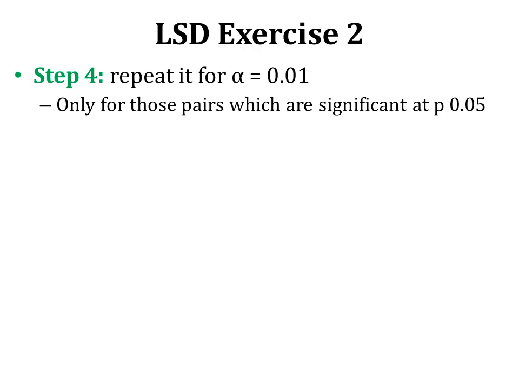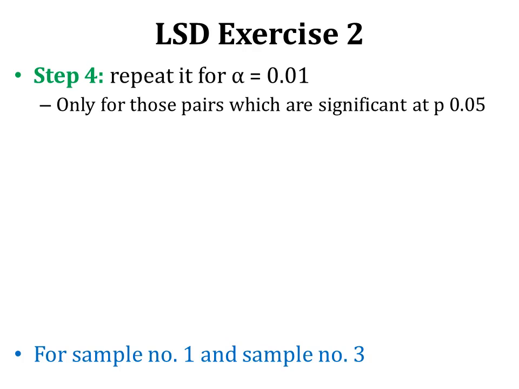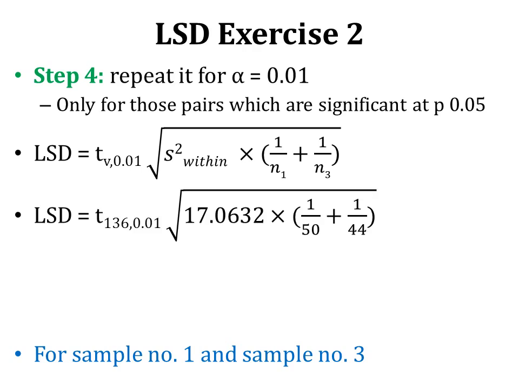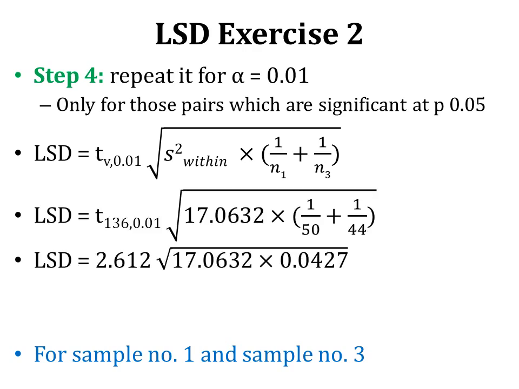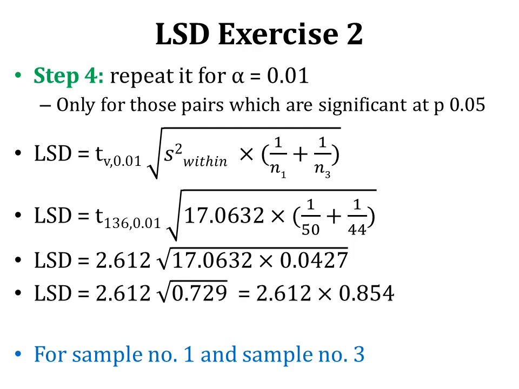Now we are going to repeat this step number 4 for our next pair, which was found significant at 0.05. And this pair is sample number 1 and sample number 3. So we have our LSD formula here. The t-value is 2.612. The variance within is 17.0632. The number of observations are 50 in sample number 1 and 44 in sample number 3. When we take their reciprocals and sum them, this is 0.0427. This is to be multiplied by 17.0632. We get 0.729. We take the square root of this. This is 0.854. This is to be multiplied by 2.612, which is the t-value, and we get our LSD. So this is 2.23, which is LSD at 0.01 significance level for sample number 1 and sample number 3.